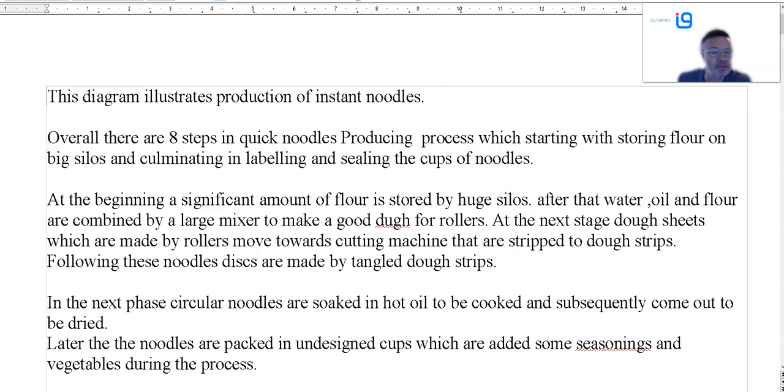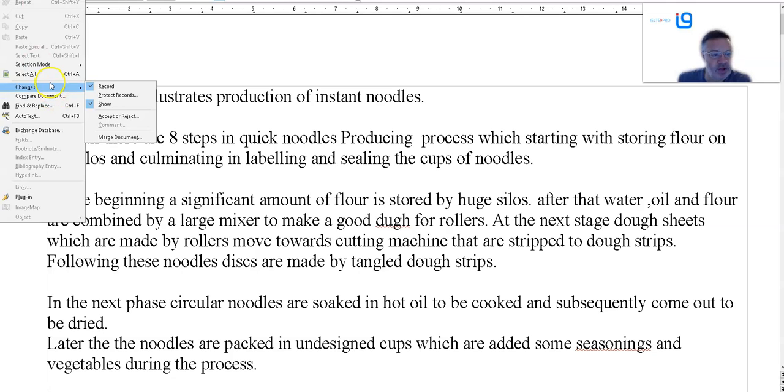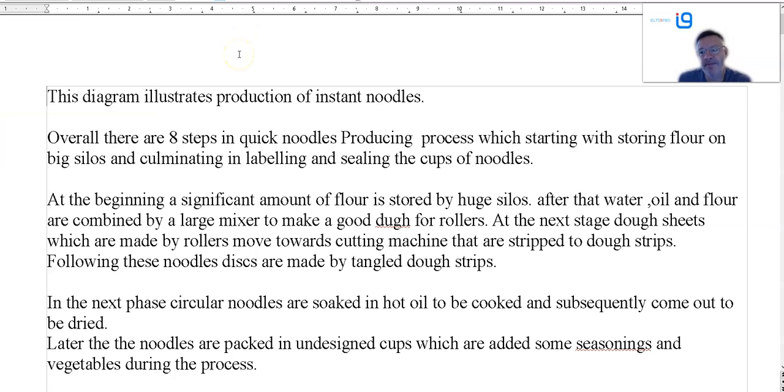Okay, so changes on. Now, if there's a lot to change, I might not type out every single word because I don't have time. What I may do is simply type one or two things and say what you need to change.